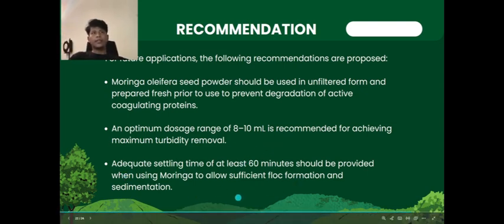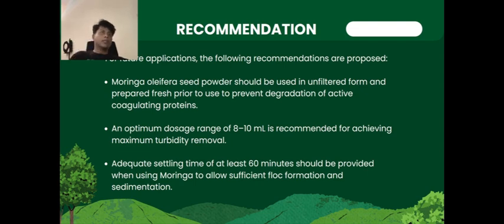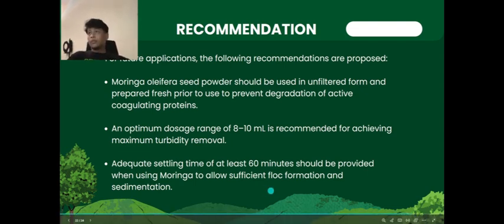Okay, settling time. We did this already in our experiment. We calculated 60 minutes for our Moringa seeds to settle, but it should be noted that Moringa seeds need time to settle in order to compete with alum. So in that case, we should always note the time taken to be very accurate. So that's the recommendation. Thank you.